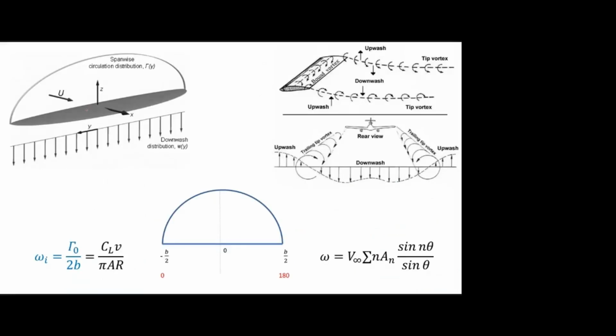So here, if this is an elliptical wing, it is constant. Induced velocity is constant. Okay, so the profile is constant. But if you take a rectangular or general wing, there will be a sine theta. Okay, so for different theta, we will get different downwash velocity.